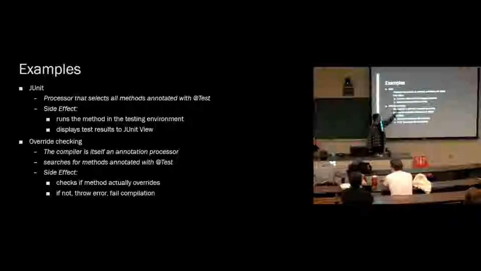Override checking. It's another instance of an annotation processor. But in this case, the annotation processor is the compiler. You can think of compilers as yet another annotation processor, because it also has the power to look for annotations and cause side effects. So here, it searches for methods with, that's a typo. That should say @Override. Override checking searches for @Override, and then it causes some side effects. It'll check if the method actually overrides, and it'll throw a compilation error if it doesn't.